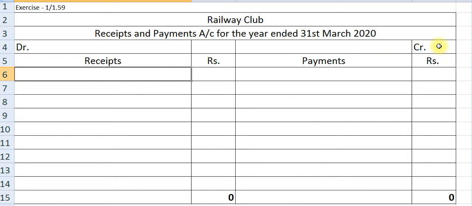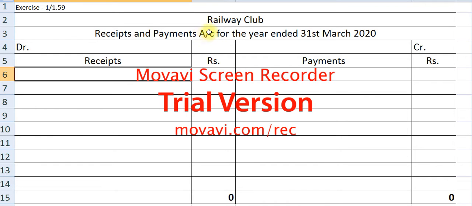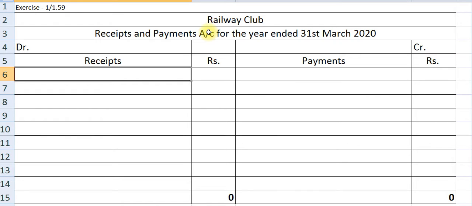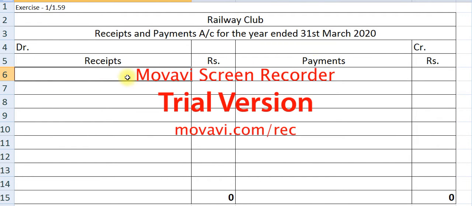Why are we using the terms debit and credit? Because we are preparing an account. When the term account is used, automatically debit and credit will reflect in our account. So only debit and credit comes. Next, receipts, payments. So this will show inflow, this will show payment.